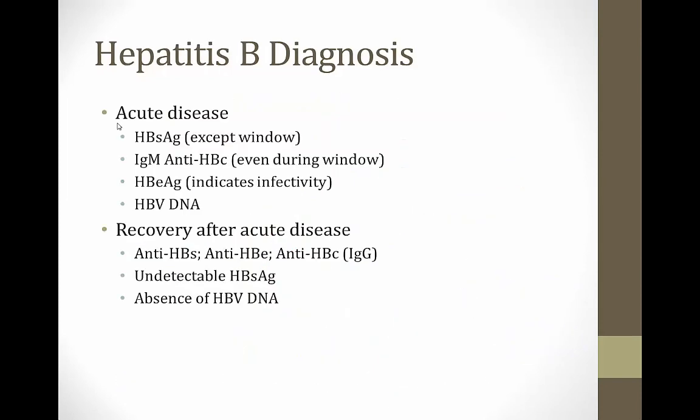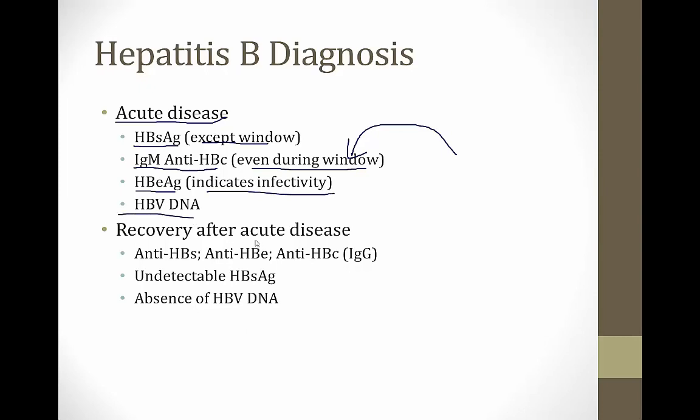So an important skill is to be able to interpret these blood tests. So let's go through some examples of that now. In a patient who has acute hepatitis B, they will have an elevated level of the hepatitis B surface antigen, except for during the window period. The IgM anti-hepatitis B core antibodies will be elevated even during the window period. Remember, this is the marker of infectivity during the window period. Hepatitis B E antigen will be elevated, and this will indicate that they are very infective and that they have lots of viral replication going on. And then you can also detect the DNA of the hepatitis B virus by PCR.